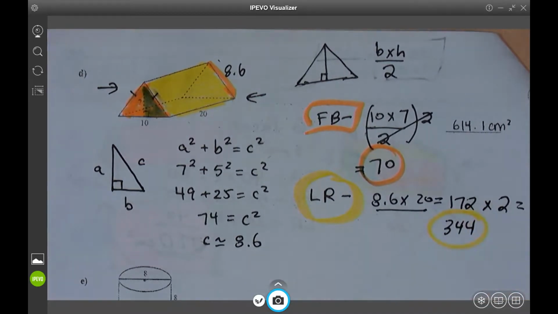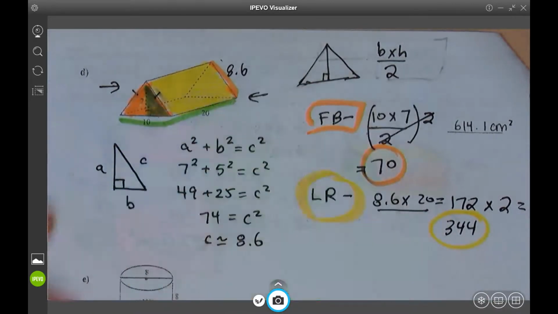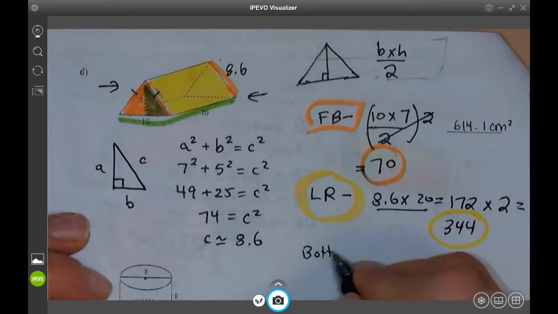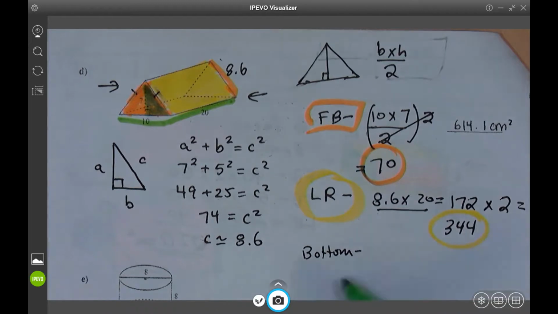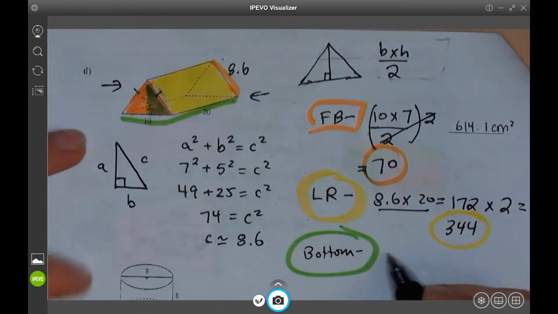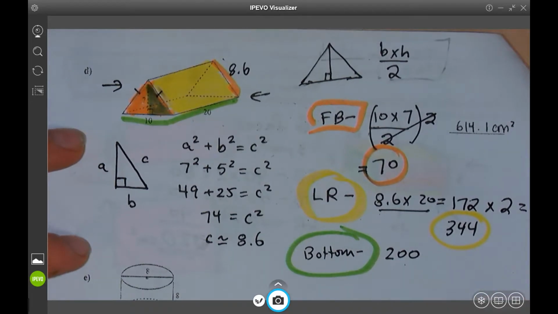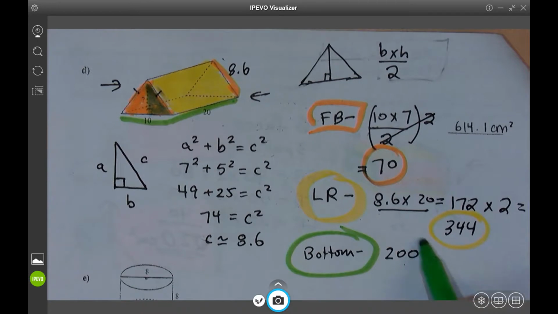Now there is only one face left. Let's say it's green. It's the bottom, the green one. And what is it? 20 times 100. I don't need a calculator for that. I mean 20 times 10. It's 200. So that's what green is.